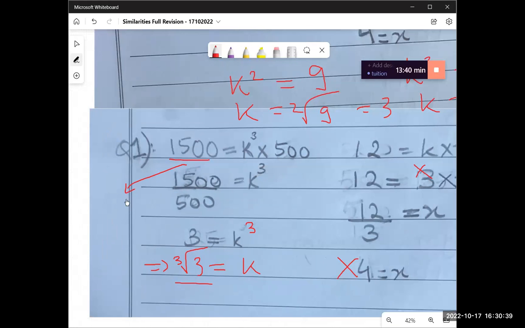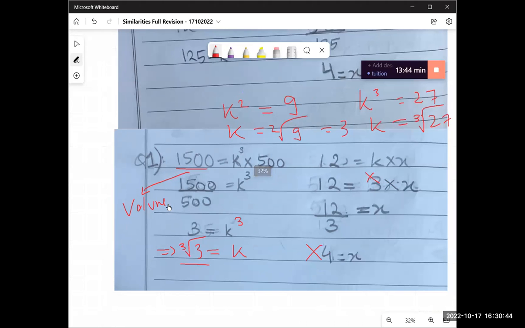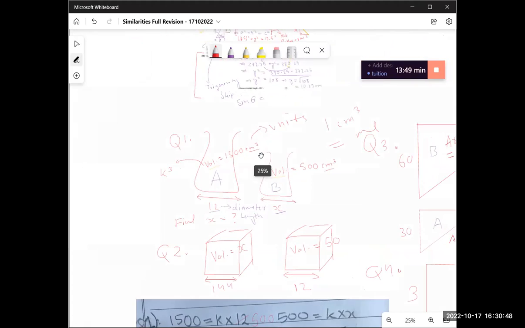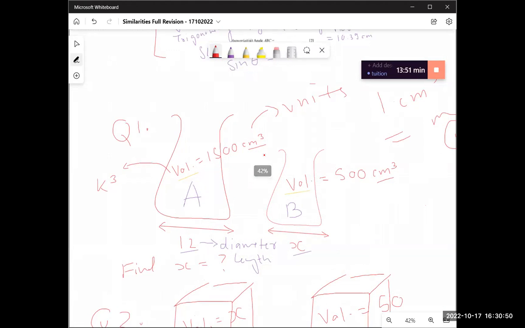1500 is volume. Can you zoom out with the question so I can look at it? Yes. Let's go to the question. But sir, you told me to remove the units, right? Okay, I'll tell you how we do it. The units, cm cube, you don't have to write that, fine. But you'll have to write the factor k cube.